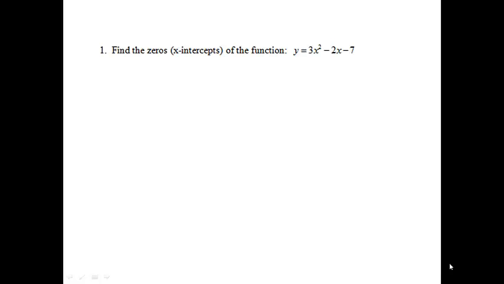Zeros or x-intercepts of the function y equals 3x squared minus 2x minus 7. All right, on this one, since it's a calculator problem, we can just go ahead and graph the function on our calculator, and when you do so, you will get something that looks like this. We are looking for the zero, so we're looking for where this graph touches the x-axis. We don't need to find the zero down here because zeros are just x-intercepts, so that's what we're going to do. And I'm going to use the zero feature on my calculator.